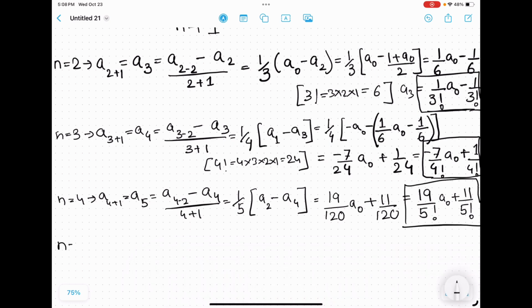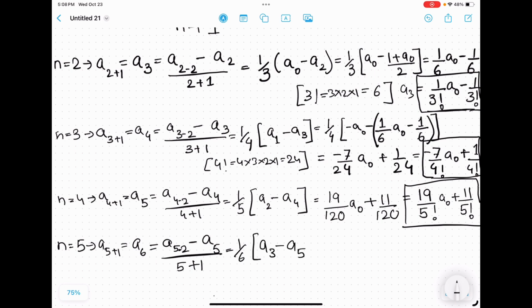Then let's do for n equal to 5. So I have a sub 5 plus 1, which is a sub 6, equals a sub 5 minus 2 minus a sub 5 by 5 plus 1, which is 1 by 6 times a sub 3 minus a sub 5.